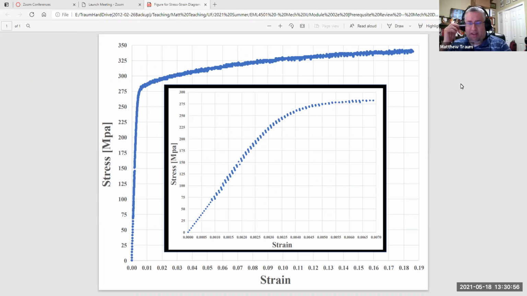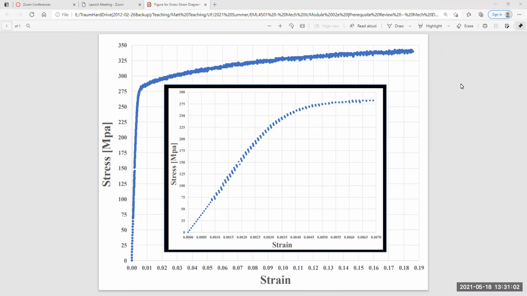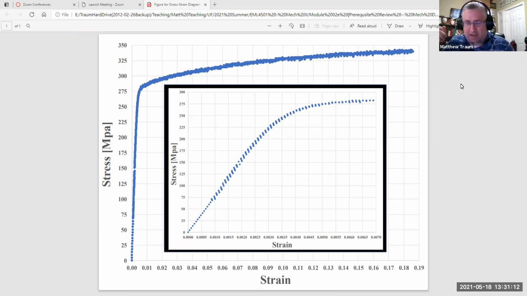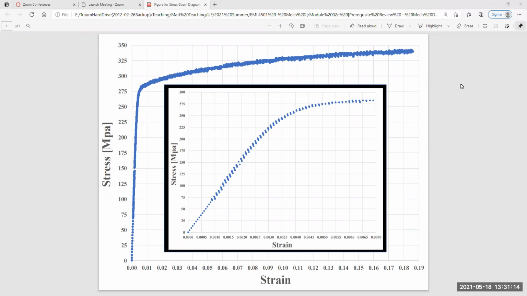So what do you guys think? Is this ceramic or brass? Brass. Yeah. Okay. It's brass. And why brass? Because it looks like the stress strain curve for a ductile material. There you go. Perfect. It's ductile. It's not brittle. So hence brass over ceramic.